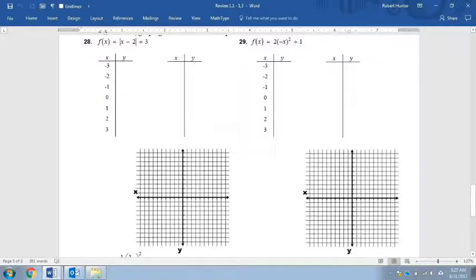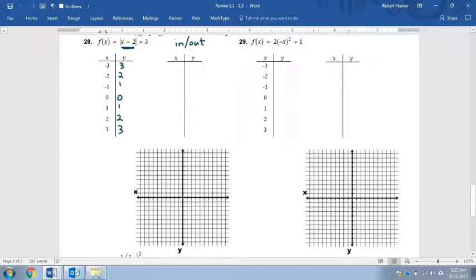So your parent function is, if that's my x values, -3, -2, -1, 0, 1, 2, 3. Okay? And remember everything inside the parentheses, ask yourself, is it in or is it out? If it's inside, it's x and backwards. Outside is y and normal. Inside x is backwards. Outside y is normal.